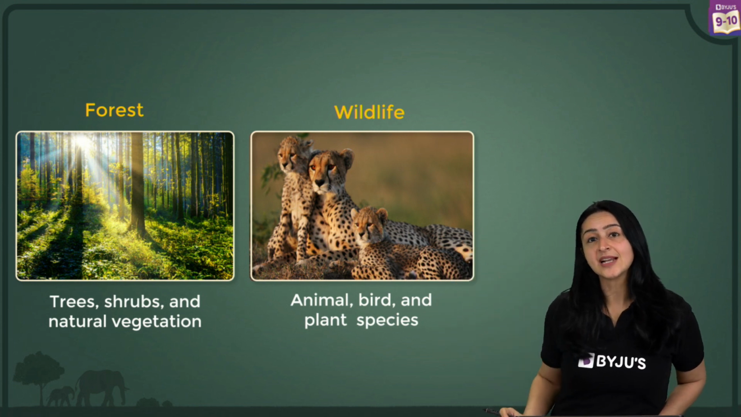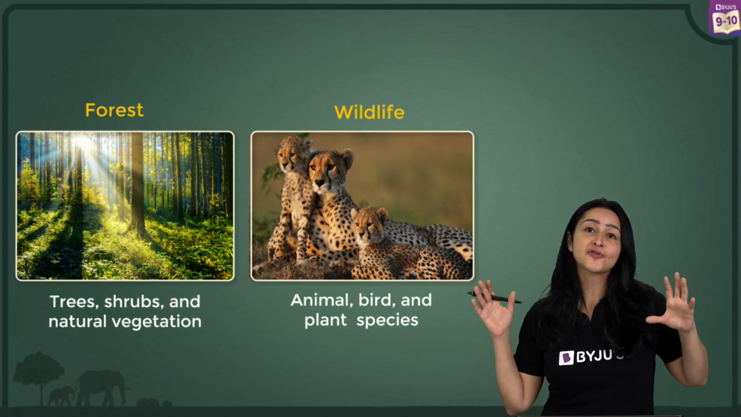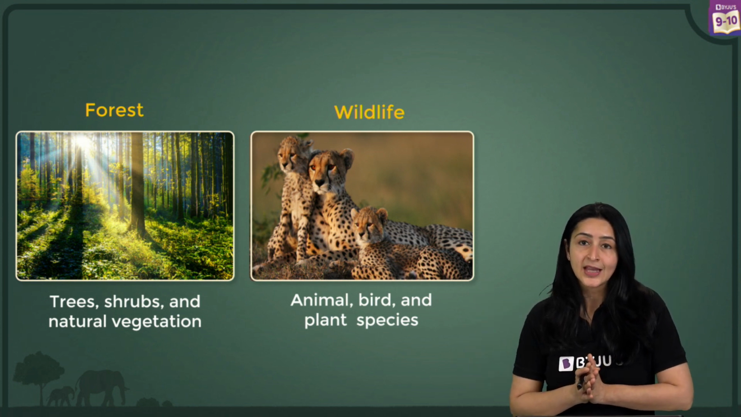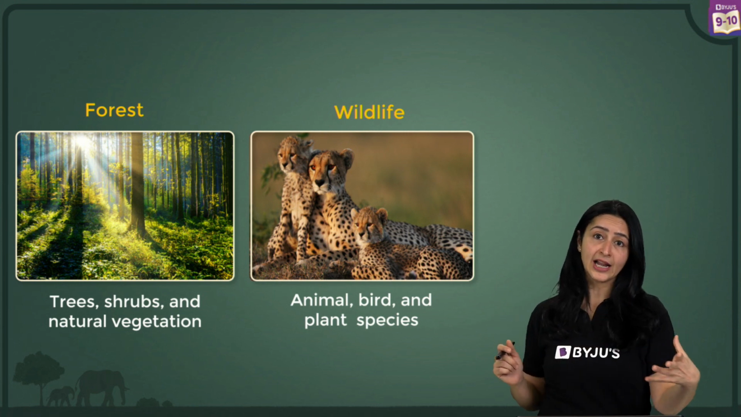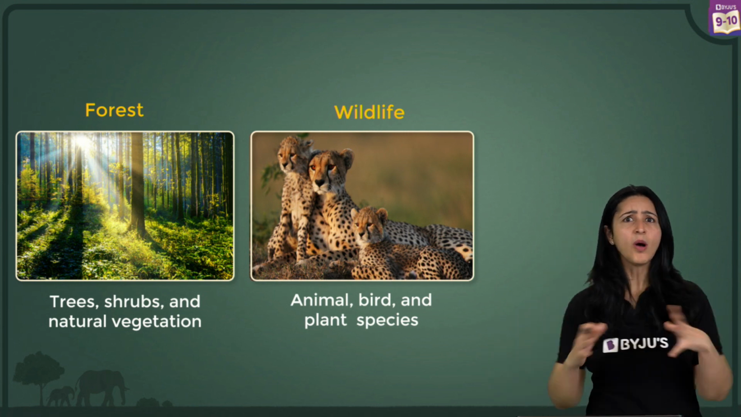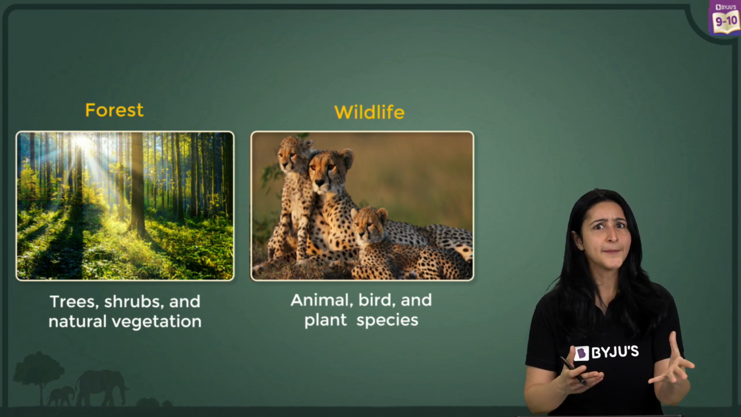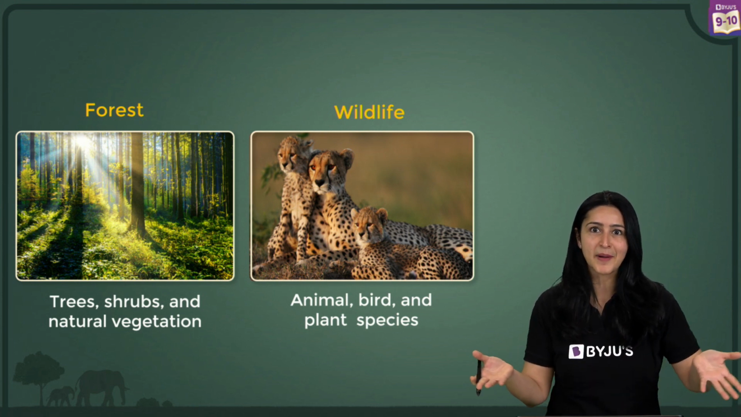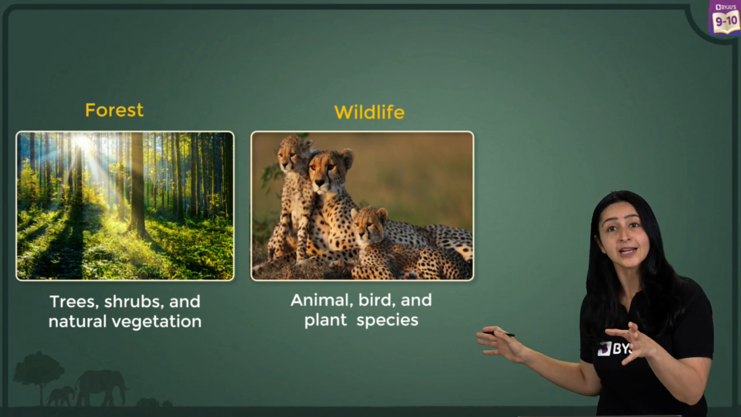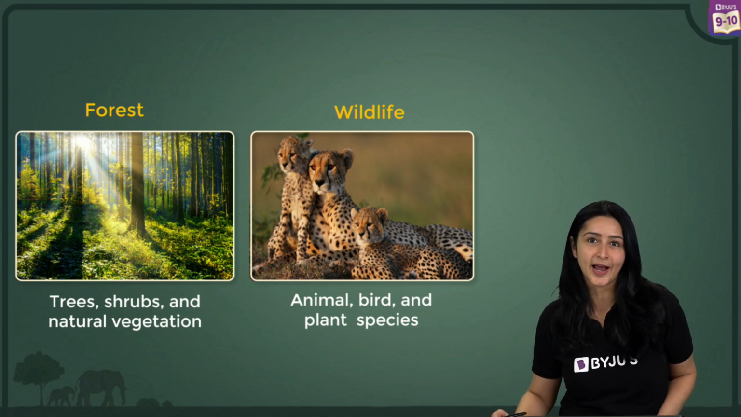Now the first one, as we can see, is of a forest and consists of trees and natural vegetation. The second picture indicates wildlife. Now, wildlife, of course, we know includes all wild creatures such as tigers, cheetahs, some birds, except, of course, for domesticated animals or our pet animals. Wildlife also comprises plant species that grow in the wild.